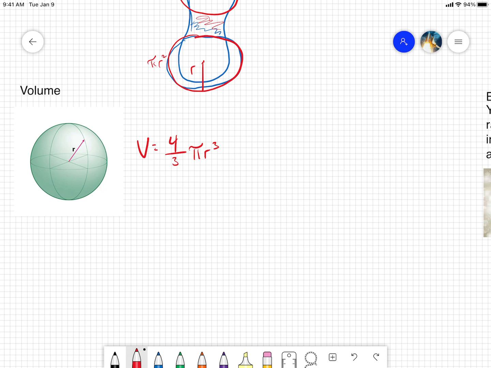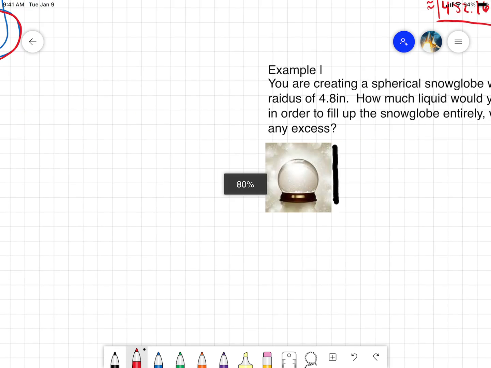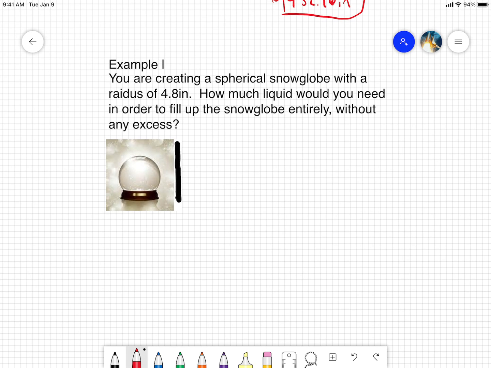So now let's apply it to a real world situation, remembering 4/3 pi r cubed. Let's say you're creating a spherical snow globe with a radius of 4.8 inches. Key part here is the radius. How much liquid would you need in order to fill up the snow globe entirely without any excess, meaning no bubbles, nothing?